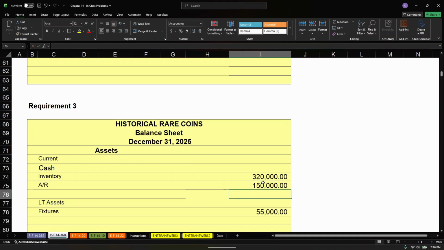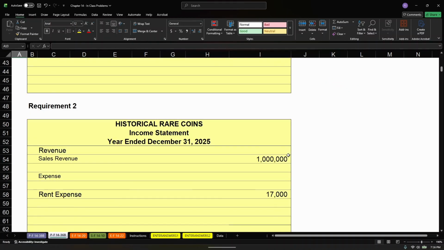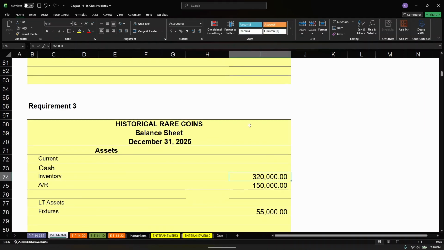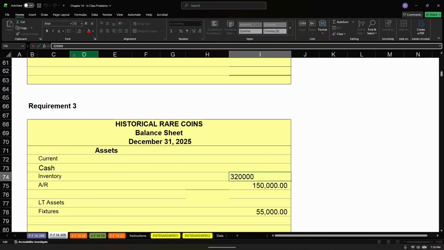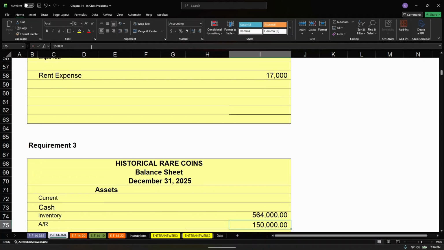150,000 is accounts receivable ending balance. So this one is done. Oh, actually, hold on. We didn't finish. Cost of goods sold for the year was 320,000. So what I did not do here, I forgot to do this from one of the last transactions. Remember, we bought 244,000 on account. Does everyone remember that? Okay, so I'm going to add that.